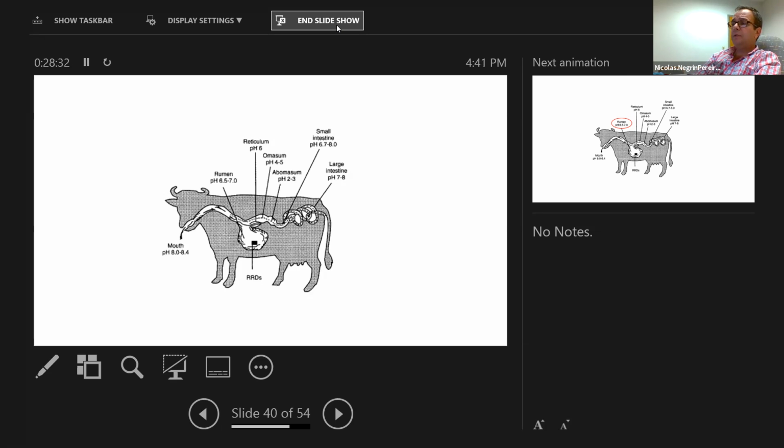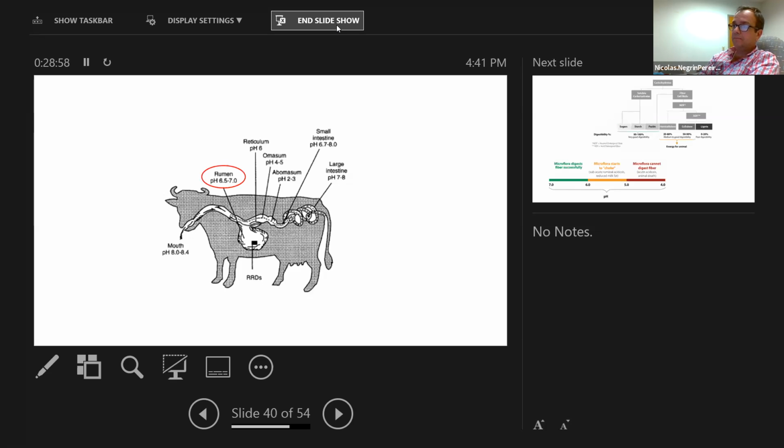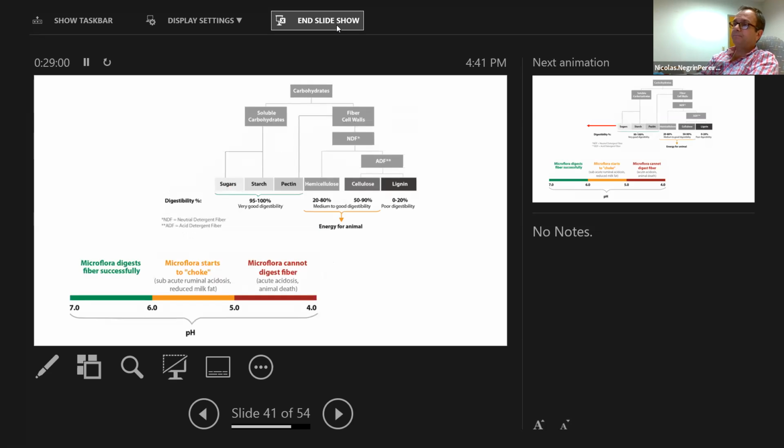So we can see that as we get closer to the abomasum, the true, as we call it, glandular stomach, where hydrochloric acid is produced in the ruminant, the pH goes down to 2 to 3. And then the small intestine is more towards alkalinity, because of course we have the bile and the pancreatic juice that contribute with bicarbonate. So pH will go up to 6.7 to 8, and the large intestine a pH between 7 to 8. So we have the rumen.